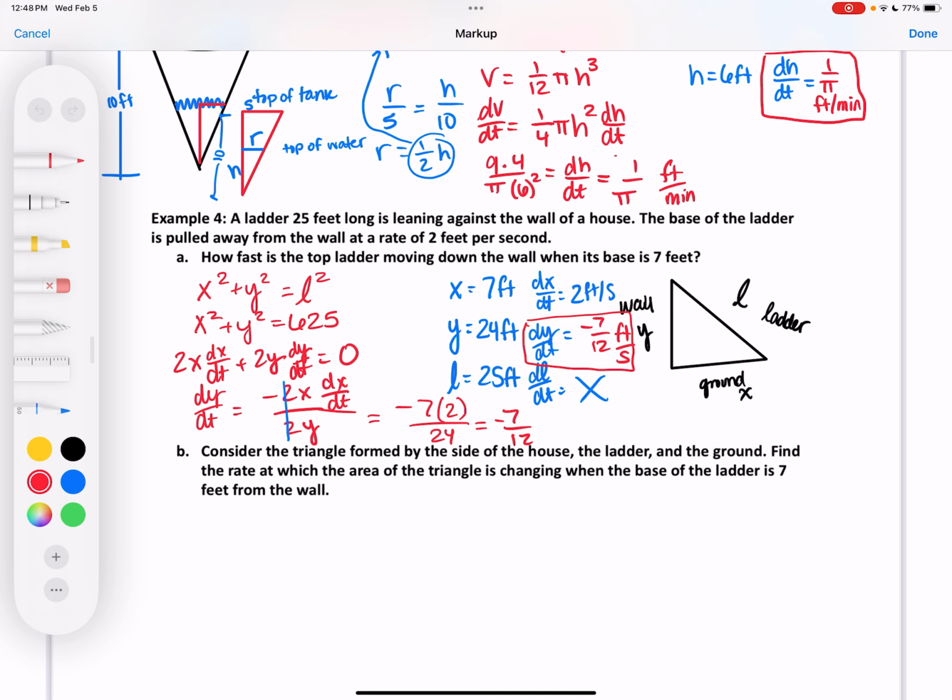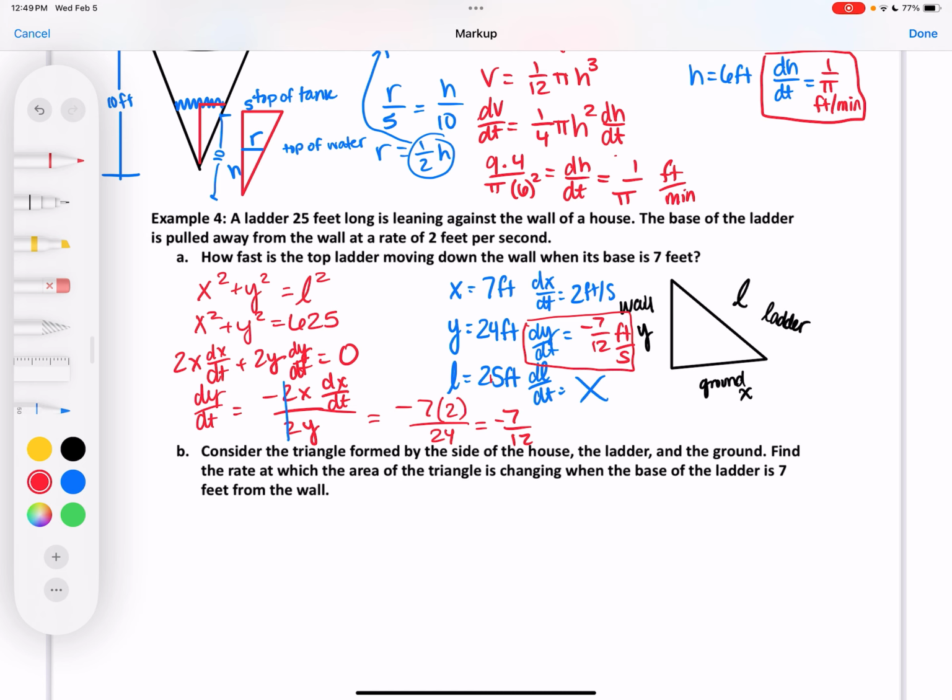So we knew the distance from the wall was 7 feet. I found 24 by plugging into the Pythagorean theorem. It also happens to be a Pythagorean triple, but that's just a minor detail. So we used the Pythagorean theorem to find that, and then we knew the length here. So basically, that's how we found all of those pieces. And then dx dt is the rate at which it was sliding, so that was 2 feet per second, away from the wall.